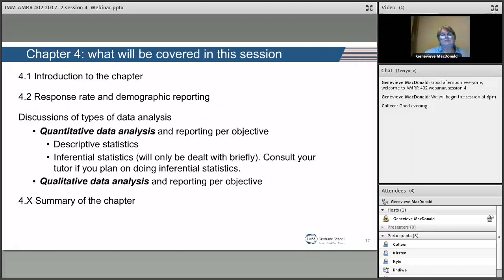So let us look at the particular sections, components in the actual chapter 4. First of all, the introduction to the chapter, as always, just a brief overview of the chapter and what it will cover. And then you have the response rate and demographic reporting. And then the discussion of types of data analysis, whether it's quantitative data analysis or qualitative analysis per objective, and your summary.